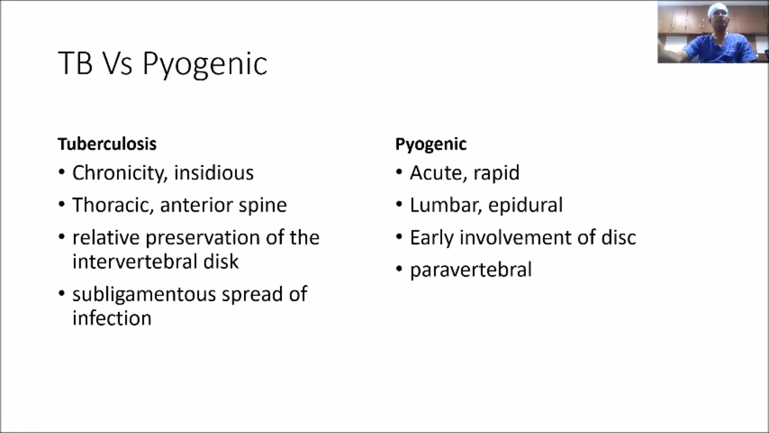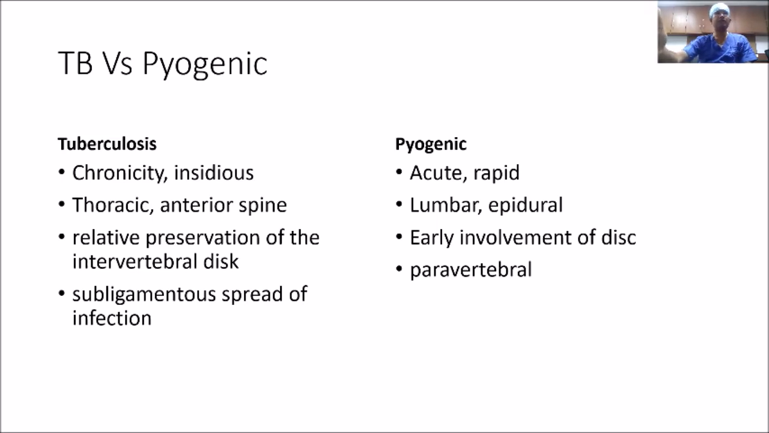So to differentiate tuberculosis from pyogenic spondylodiscitis, first we go by the history. So you have a chronic duration of symptoms, and there is an insidious onset. Thoracic vertebra is more affected in tuberculosis, whereas lumbar is more affected in pyogenic. And the anterior part of the vertebra is typically affected because there is a subligamentous spread, whereas in a pyogenic infection, the infection tries to spread circumferentially around the vertebra. So you get an epidural abscess early in the course of the disease in pyogenic infection.